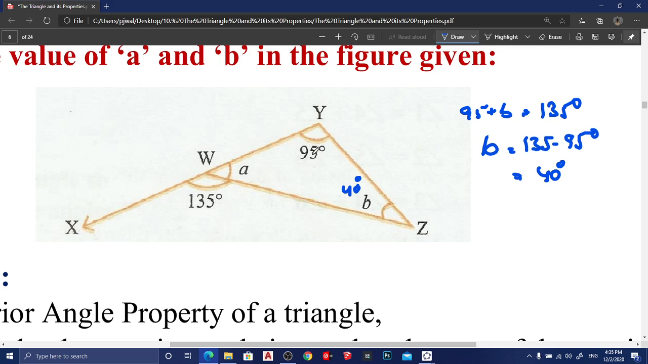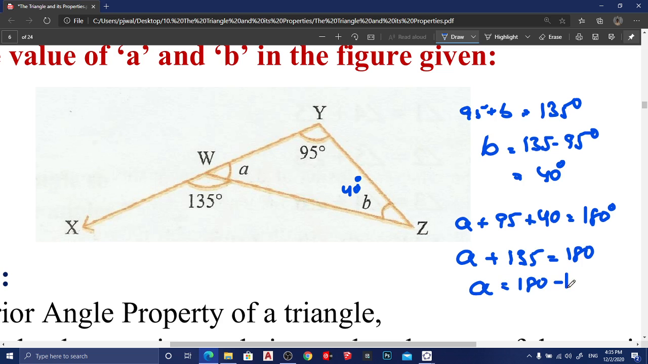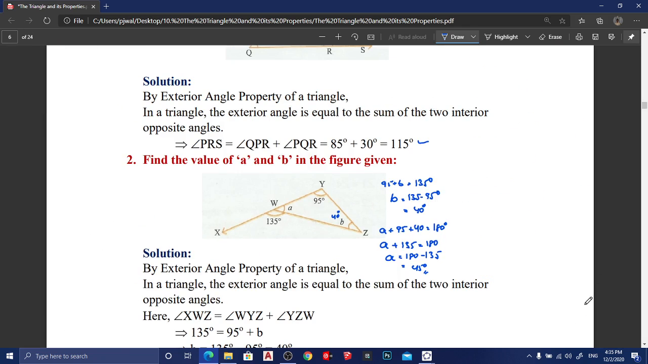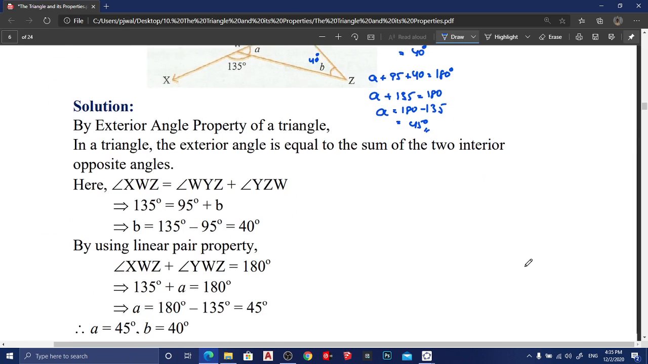So now 95 plus 40 is how much here? 135. If you subtract this sum from the 180, you will get the other angle. So because A plus 95 plus 40 is equal to 180 degrees, you know from angle sum property. So now A plus 135 is equal to 180. A is equal to 180 minus 135, which is equal to how much here? 45 degrees. So now A is equal to 45. Simply, if you know the properties, just by applying you can find out the angles.